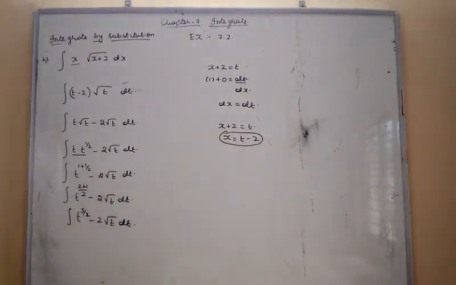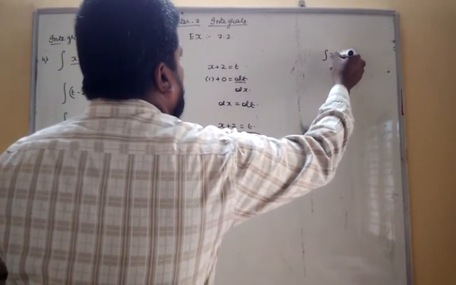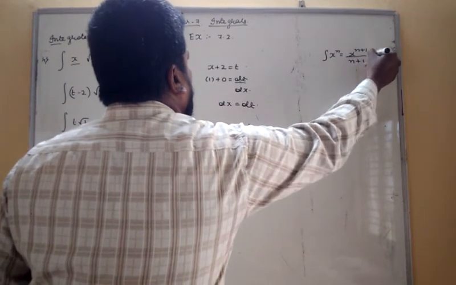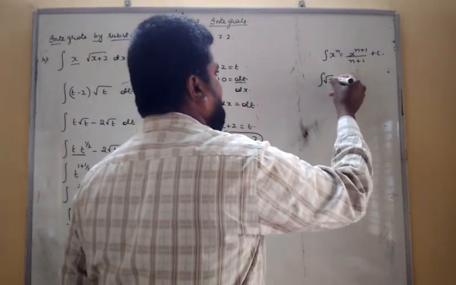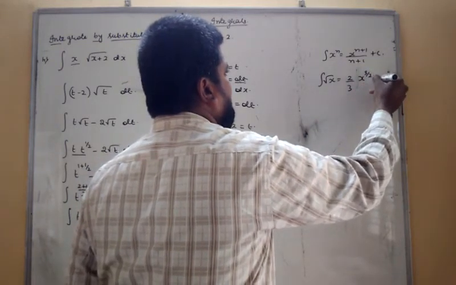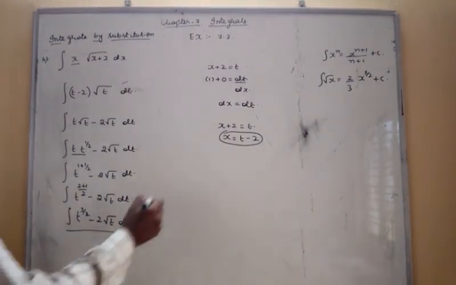Okay, so now let us integrate. Before integrating, we know the formula, let us apply here. Integration of x to the power of n is x to the power of n plus 1 by n plus 1 plus c. Again you know the root x integration directly: 2 by 3 x to the power of 3 by 2 plus c. So you can apply root x integration directly as 2 by 3 x to the power of 3 by 2 plus c.